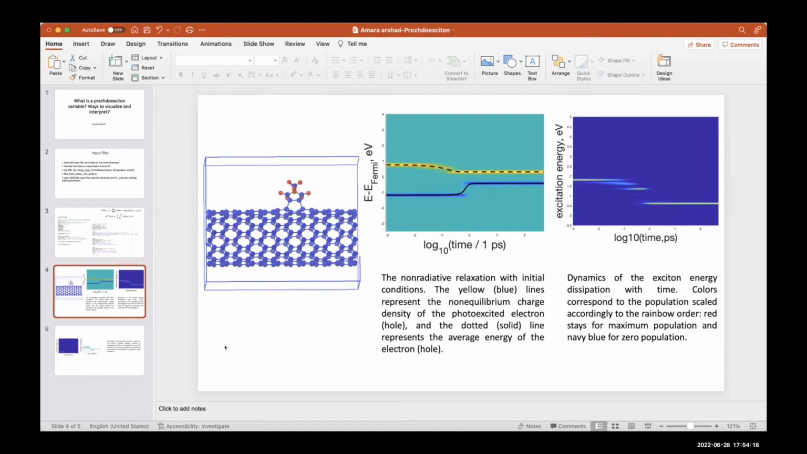So it is the dynamics of the exciton energy dissipation with time, and the color ranges from red to blue, where red is the maximum population and blue is zero population, and yellow means it is in between the range.